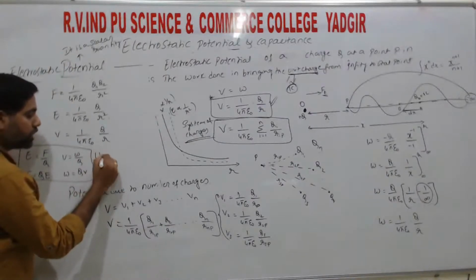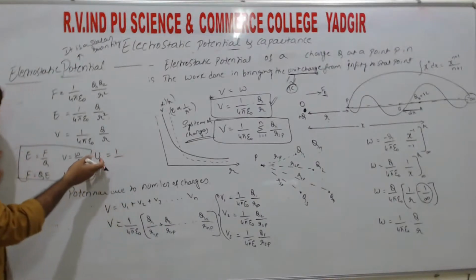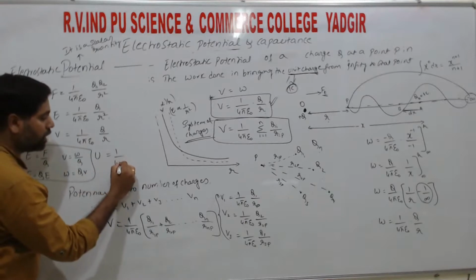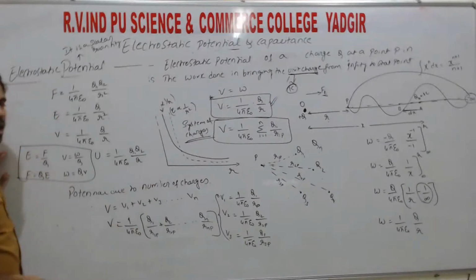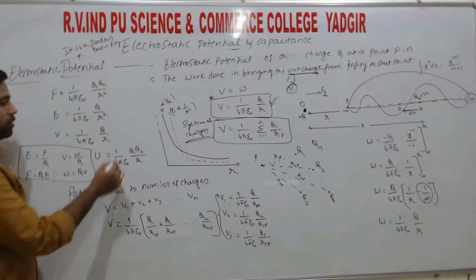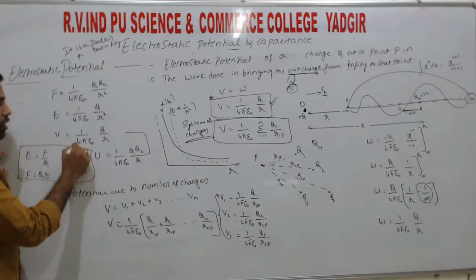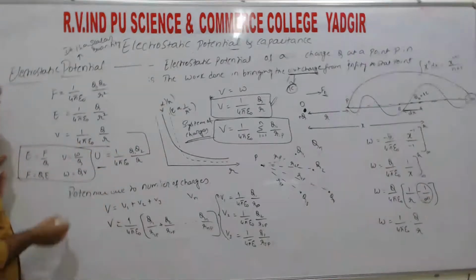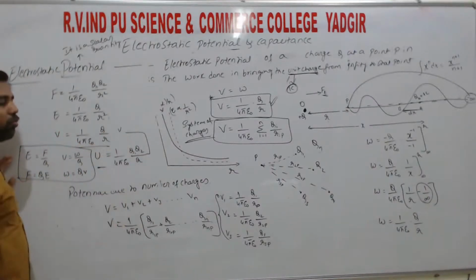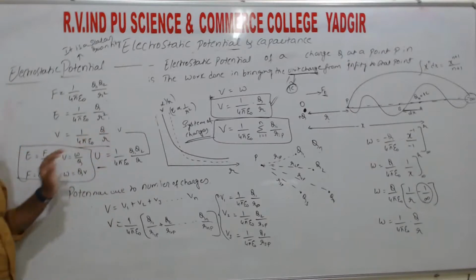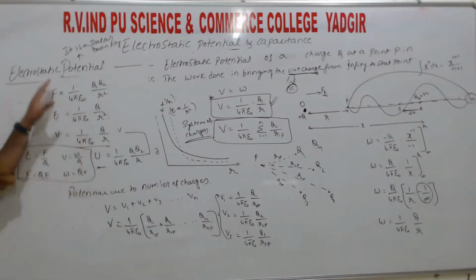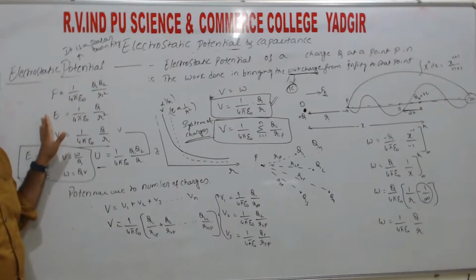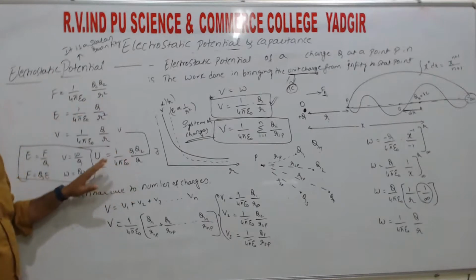One more is potential energy U. In the next class we are going to derive this relation. So here we have 1 divided by 4 pi epsilon naught Q1 Q2 divided by R, right? These two relations are for the potential and potential energy. So V is potential, and the unit of potential is volt, that is joule per coulomb, right? Potential energy is in joules, right? So these four formulas from these two chapters are very important. So don't get confused with these formulas, right?